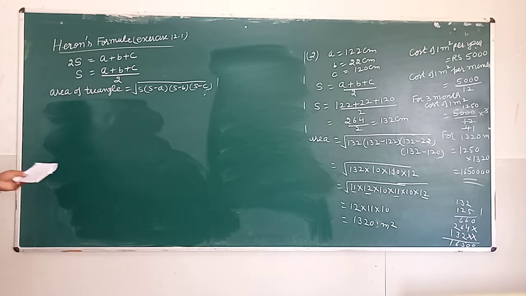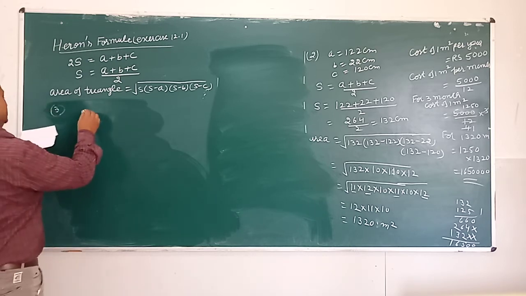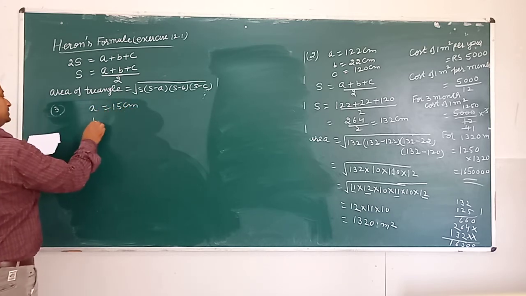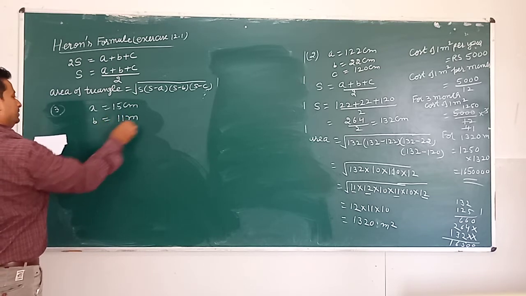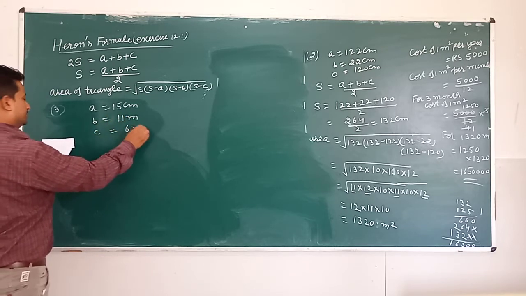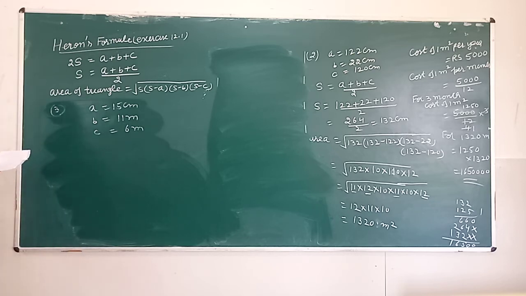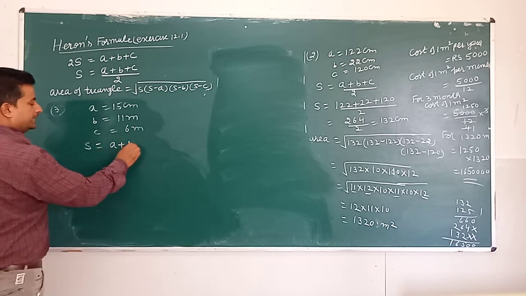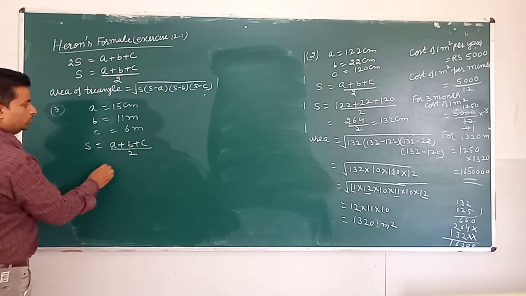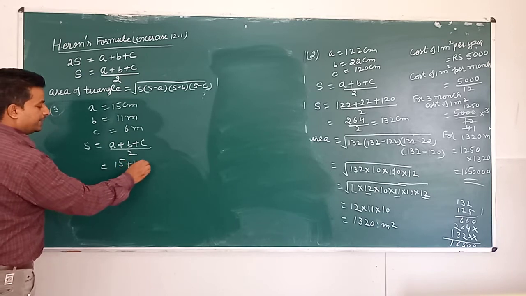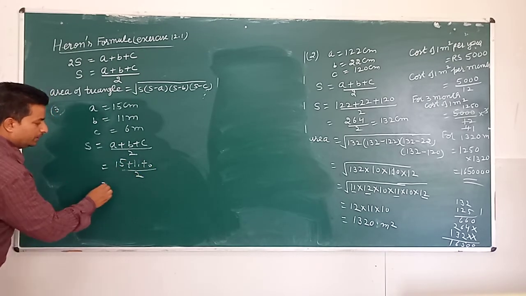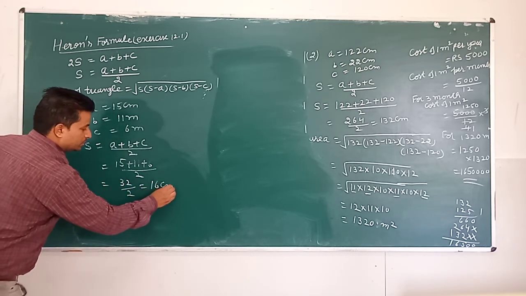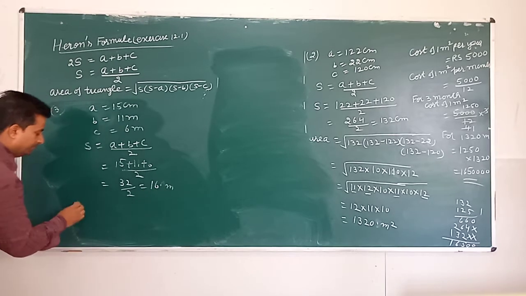If the sides of the walls are: the first side is 15 centimeter, the second side is 11, third side is 6. Find the area painted in colors. So for this, first we find S, which is (A plus B plus C) upon 2. 15 plus 11 plus 6 by 2. This is 32 upon 2, which is 16. So semi-perimeter is 16 meter.